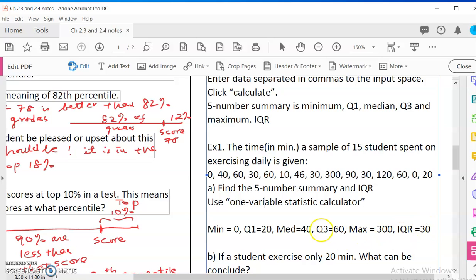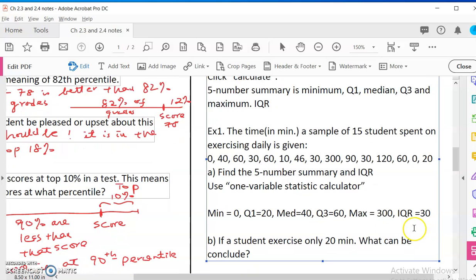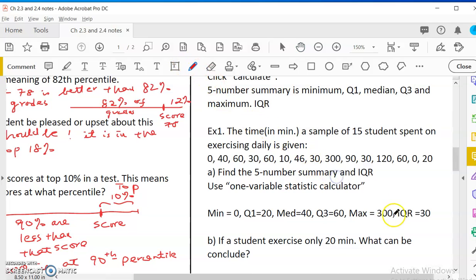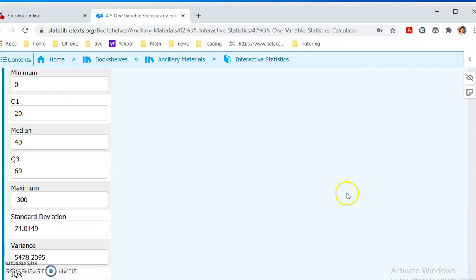The IQR, of course, will be Q3 minus Q1. Oh, I calculated wrong. Q3 minus Q1 should be what? 40. I don't know why it shows that, so I'm going to change it. This one is wrong. So the IQR is Q3 minus Q1, which is 60 minus 20, equal to 40. That's how you do it. I just want to make sure: yes, 20 and 60.